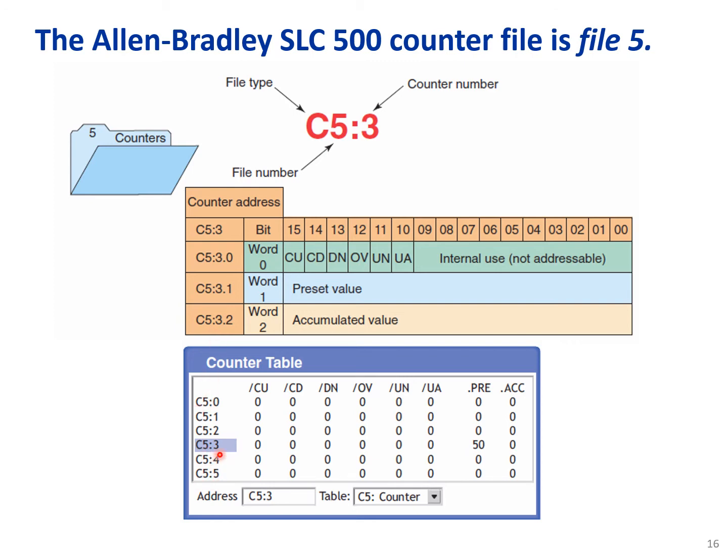So here, for example, we have a couple of counters in file 5, from 0 to 5, and we can watch or observe the status of, let's say, count up, count down, accumulated value, preset value, and so on. The preset value in this case, for example, is 50.